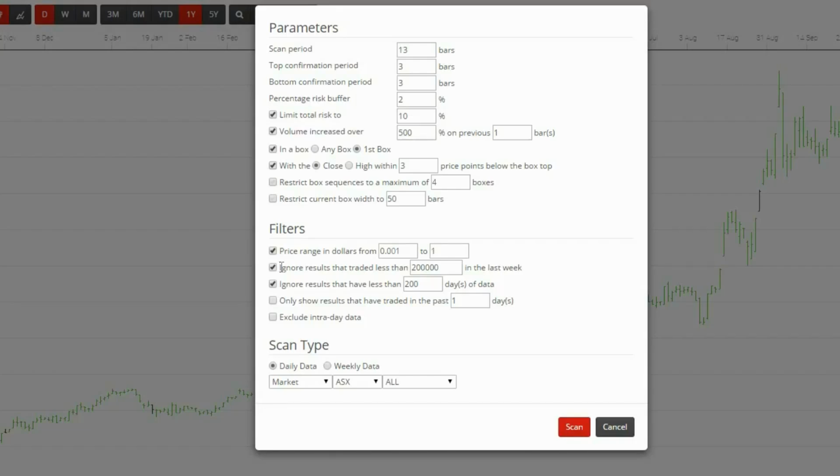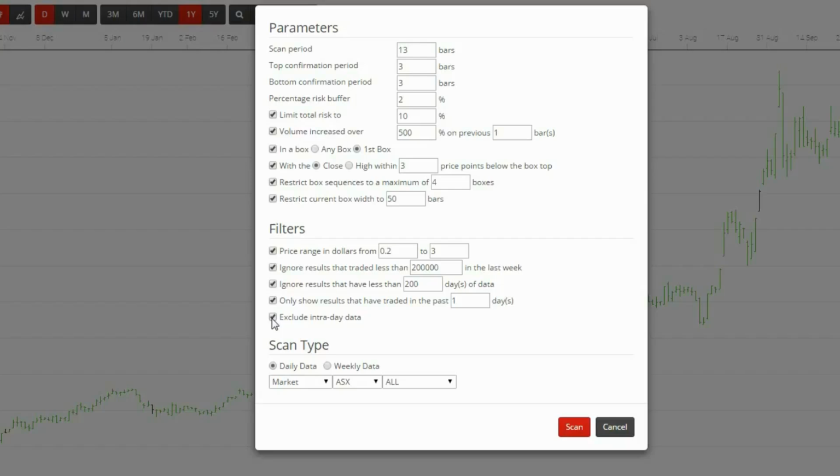If you choose to ignore results that have less than X days of data, you're probably not looking for new floats or stocks with limited history. Ticking Only show results that have traded in the past X days will remove anything that is in a trading halt or hasn't traded recently for some other reason. Excluding intraday data simply means today's intraday data will not be taken into account. The same principles apply to a weekly scan.